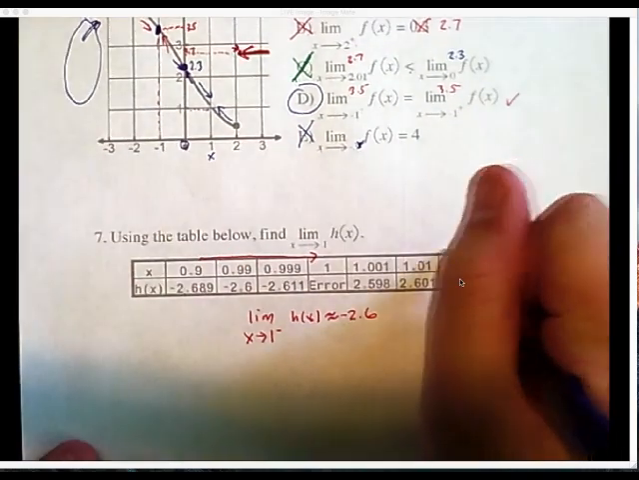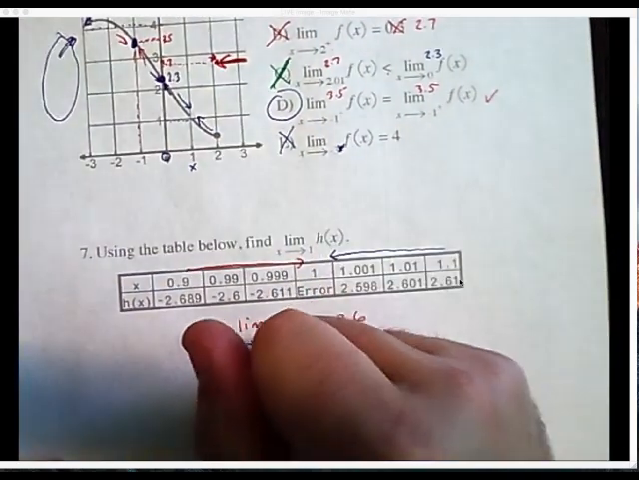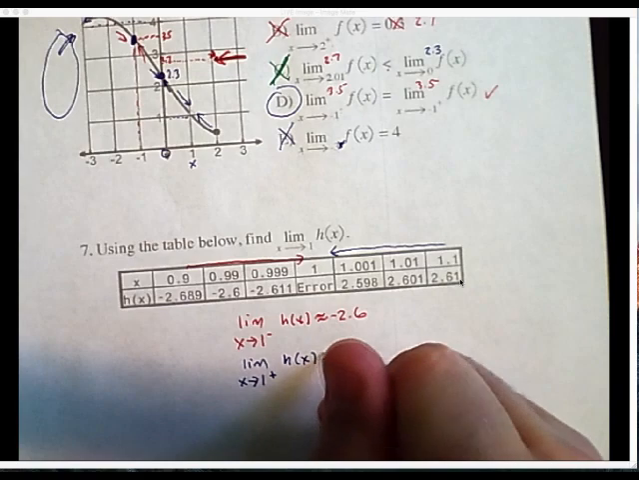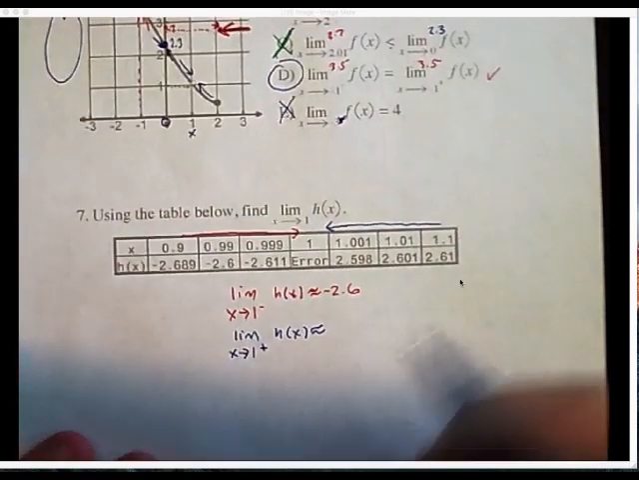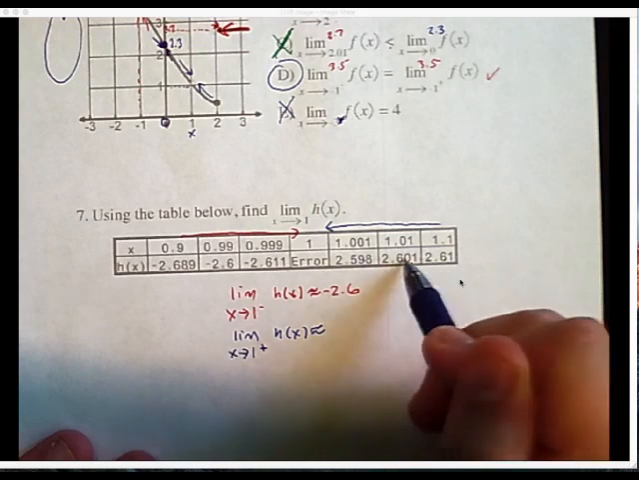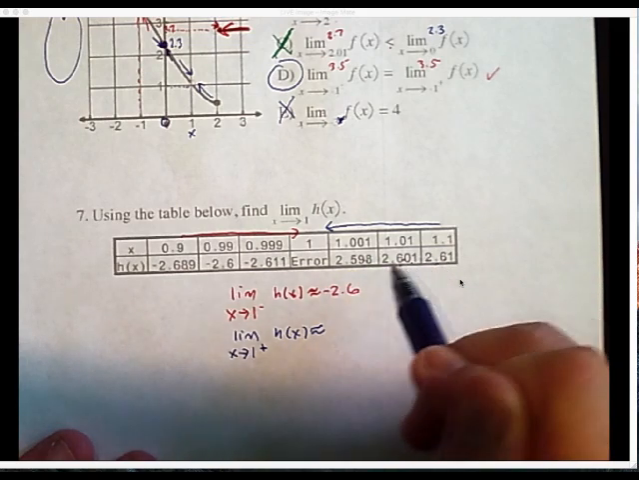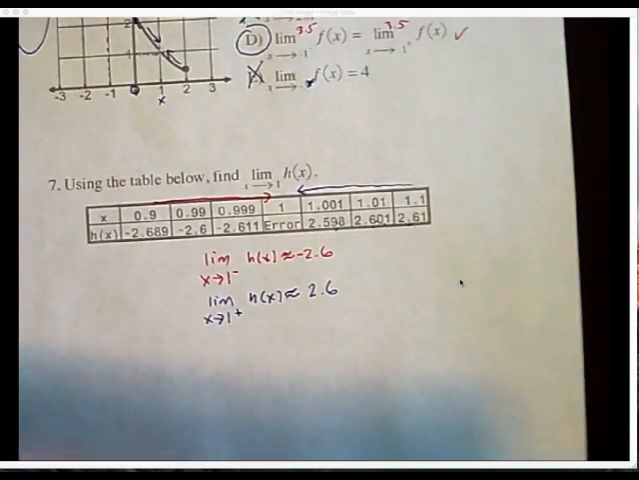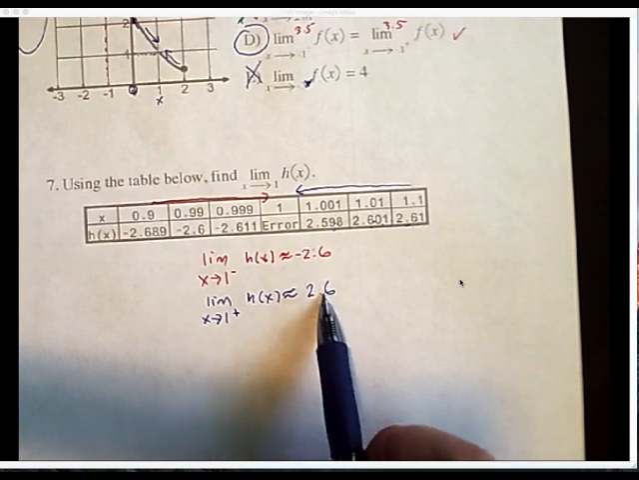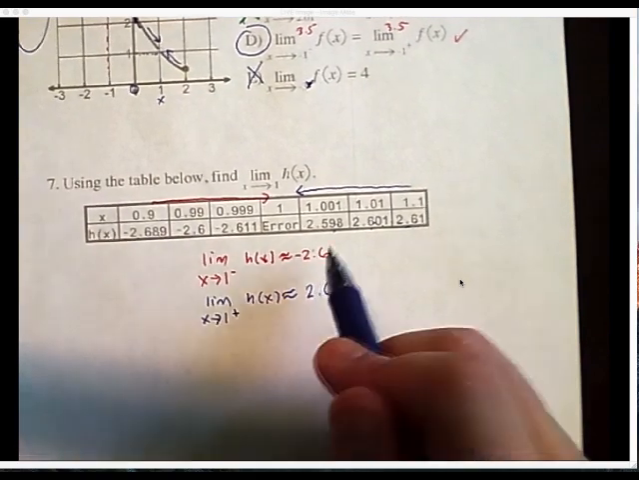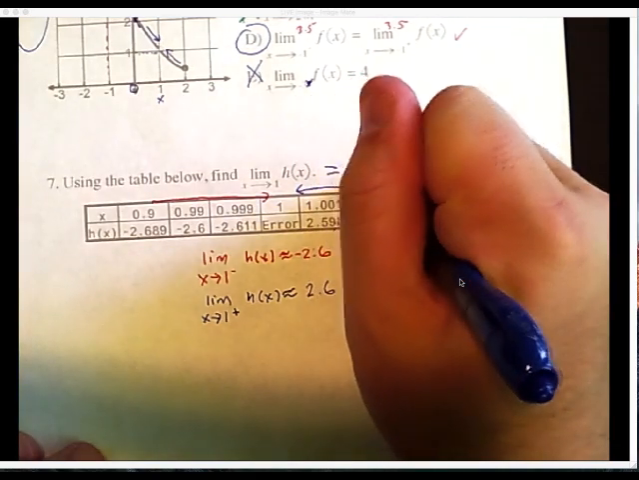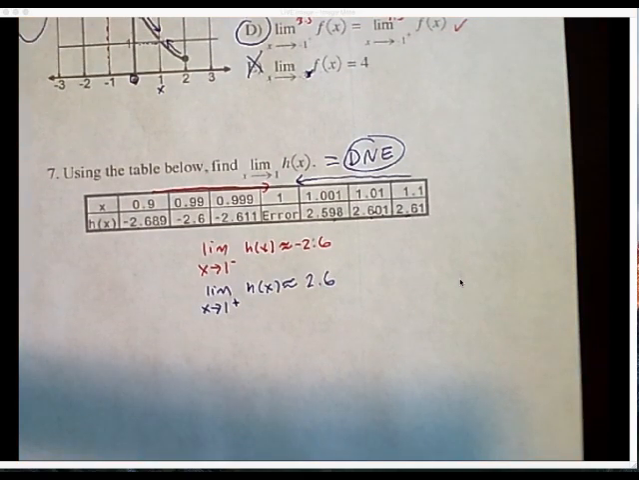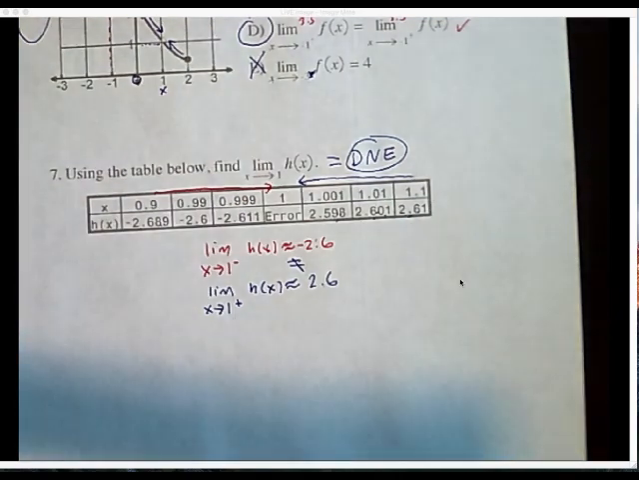Now what about as I come in from the right? I'm looking at these values: 2.61, 2.601, 2.598. So to me that looks like it's about positive 2.6. Now in order for the limit to exist, these numbers have to match each other exactly. Do they? No, they don't. One's negative, one's positive. So therefore the limit simply does not exist, because these two do not equal each other.